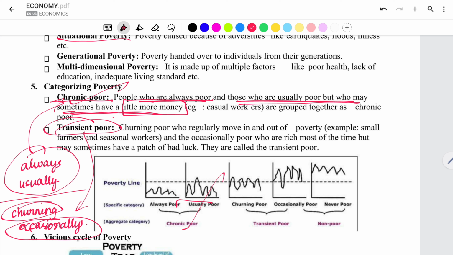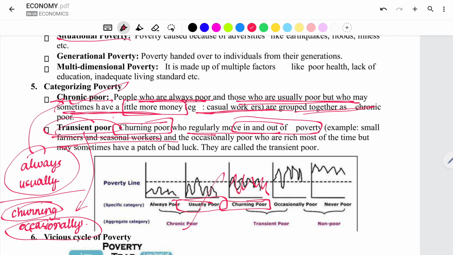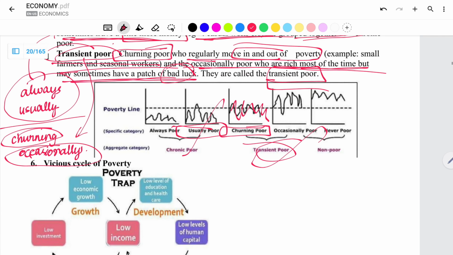Usually poor but sometimes they are having a little more money. For example, casual workers are grouped together as the chronic poor. Churning poor regularly move in and out of poverty, for example, small farmers and seasonal workers. In and out of poverty is what we have as the churning poor. And the occasionally poor are those who are rich most of the time but may occasionally have bad luck. It is what we call the transient poor.